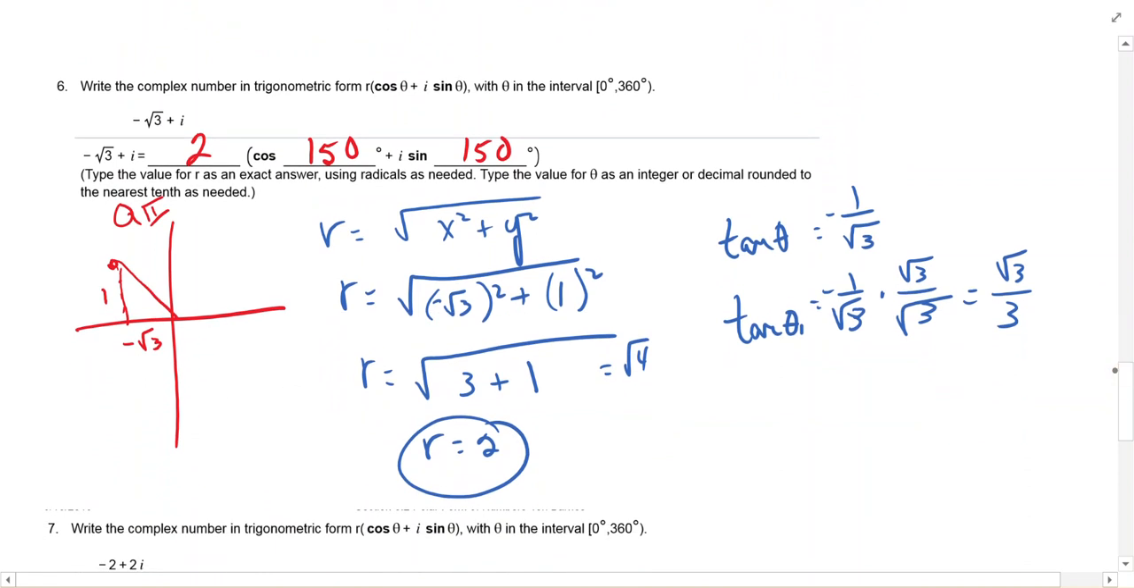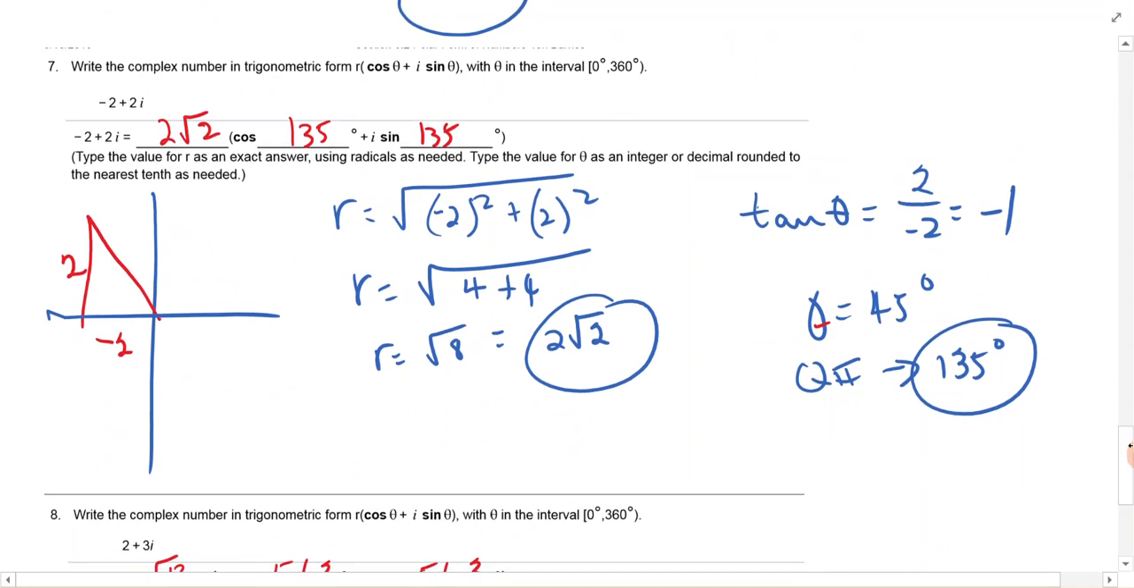Same thing with this one. You want to sketch it, negative square root of 3 plus I. So we have negative square root of 3. Plug in and you end up with R is 2. Tan theta is negative 1 over square root of 3. You're going to rationalize. You have square root of 3 over square root of 3 multiplying. So you get negative square root of 3 over 3. The tan that has that is a 30 degree, but you're in the second quadrant, so that makes you be at 150.